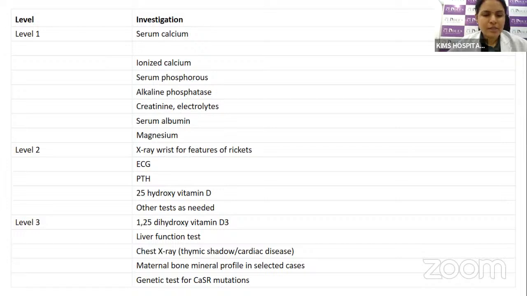The other investigations that may also be required in level 3 testing of hypocalcemia would include liver function test, a chest X-ray for thymic shadow or cardiac disease, as may be useful in a case of DiGeorge syndrome, and maternal bone mineral calcium profile. So this can be handy in either maternal vitamin D deficiency, where we will see hypocalcemia and low phosphorus, or in cases of hyperparathyroidism in mothers that can lead to transient hypoparathyroidism in the baby. Lastly, genetic tests for some genetic causes of hypocalcemia need to be considered.